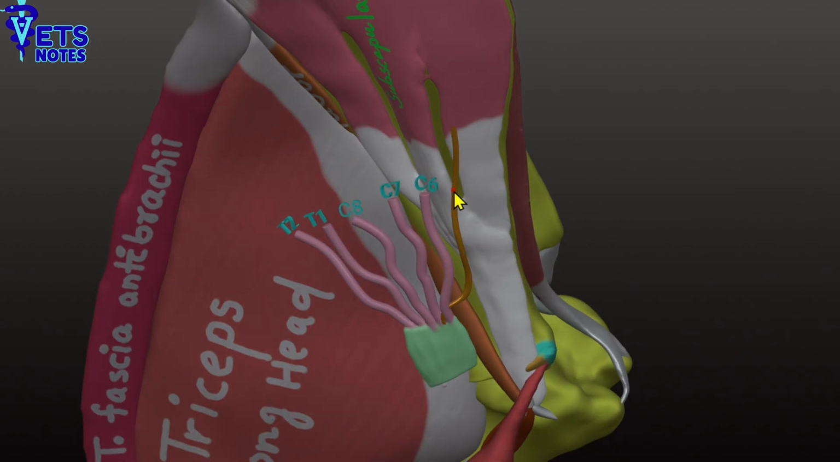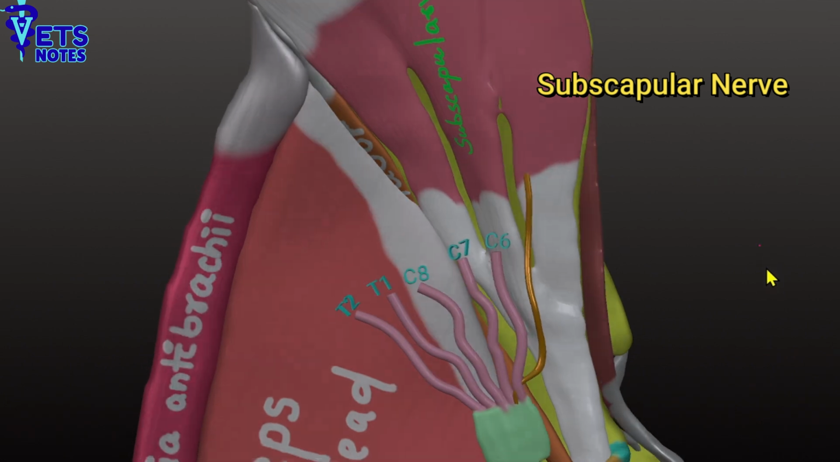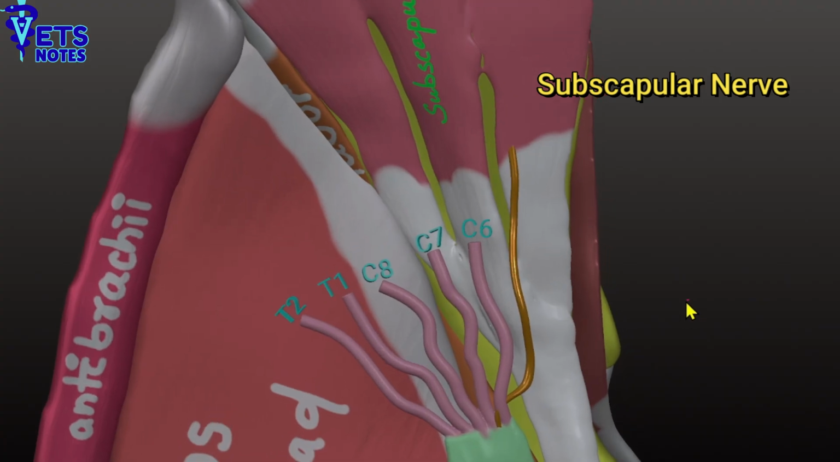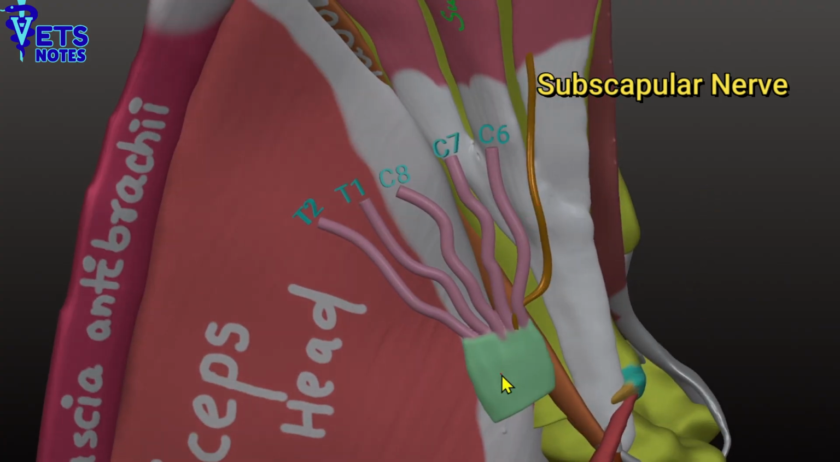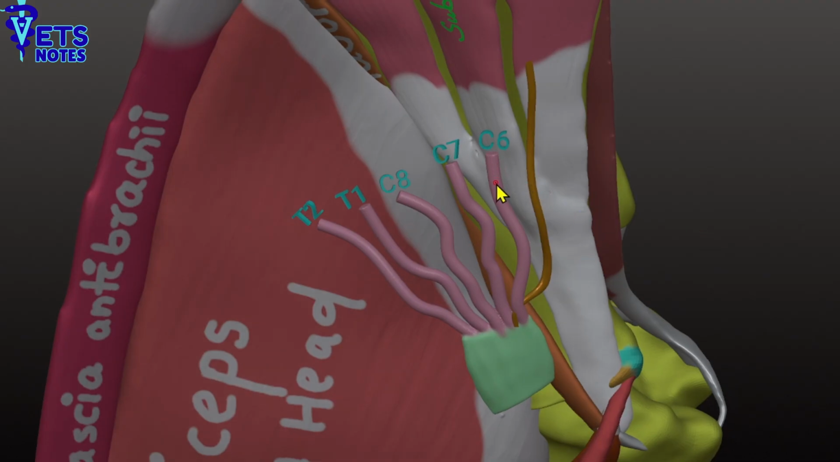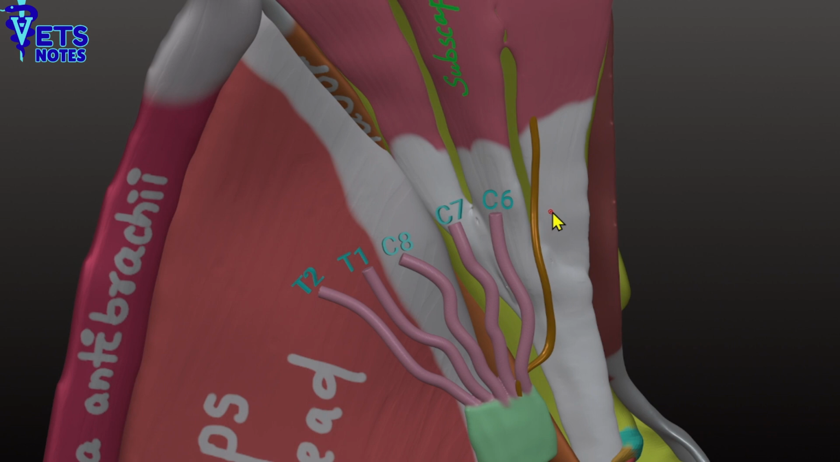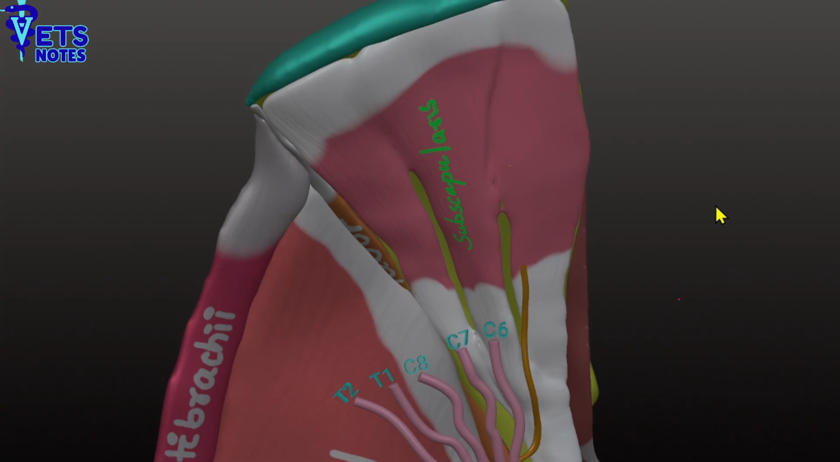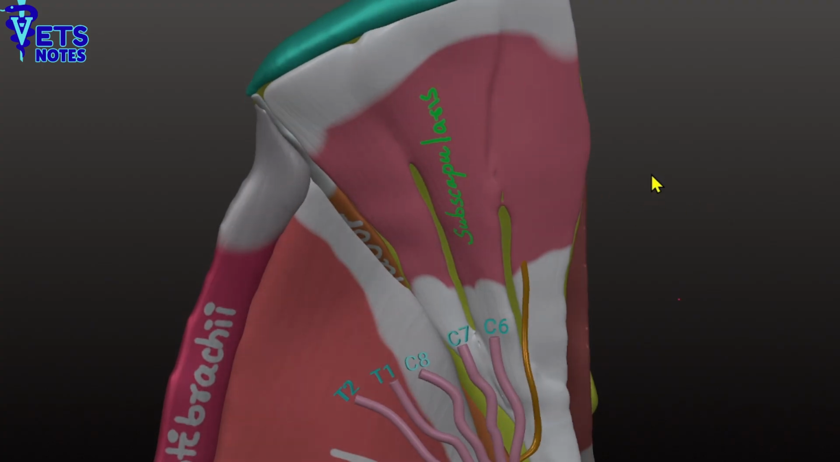You can see this nerve. This nerve is called the subscapular nerve because the nerve is supplying the subscapularis muscle. If you see the origin, this is the brachial plexus, this is the nerve, the subscapular nerve. The subscapular nerve is derived from C6, the 6th cervical spinal nerve, and C7, the 7th cervical spinal nerve. And it is supplying this muscle, the subscapularis muscle, present on the subscapular fossa of the scapula on its medial surface.